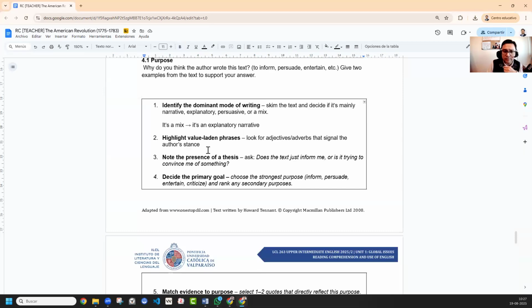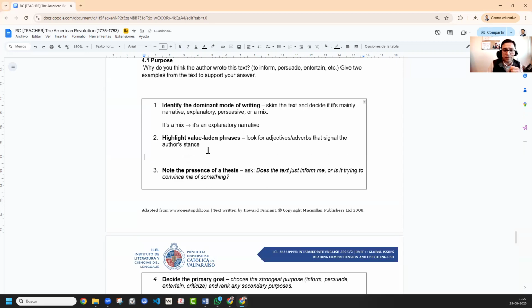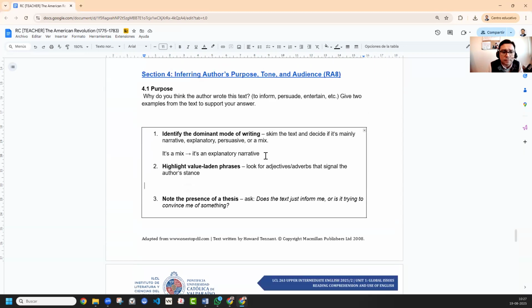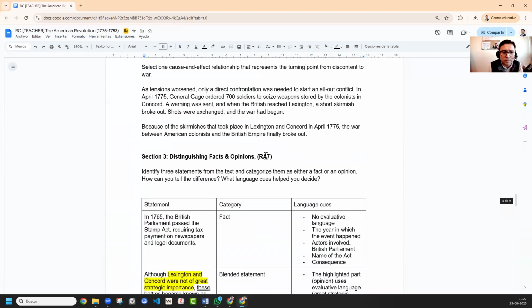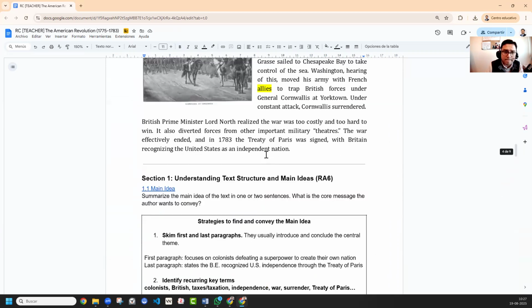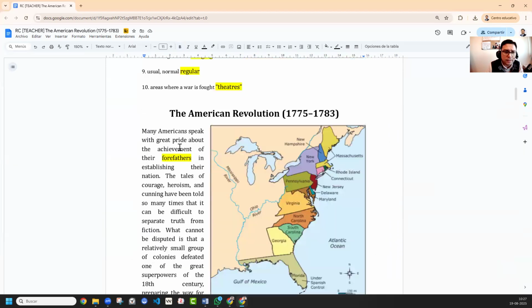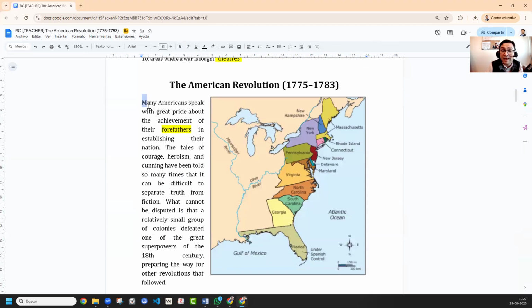Highlight value-laden phrases. Look for adjectives, adverbs that signal the author's stance. Okay, so we can find those here. For example, these are value-laden phrases. Many Americans speak with great pride. Okay, so of course that is value-laden. About the achievement of their forefathers in establishing their nation.